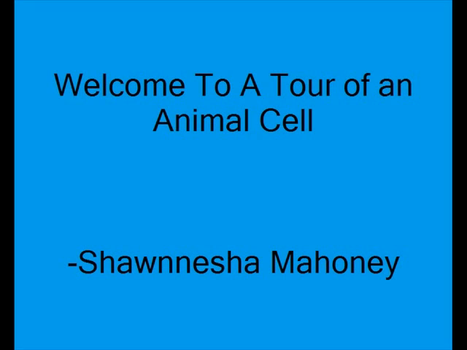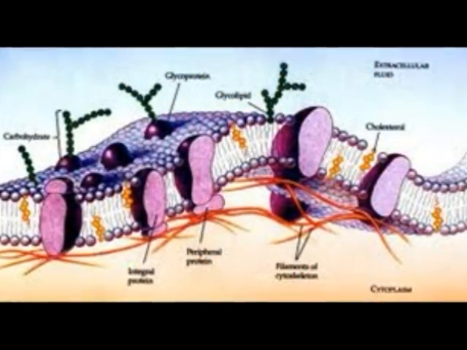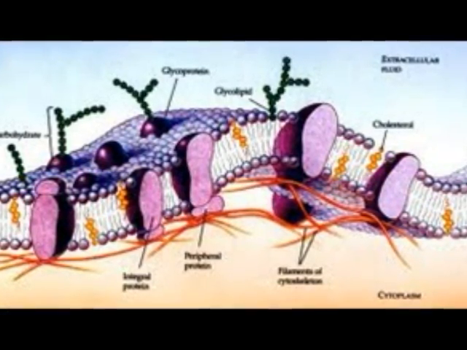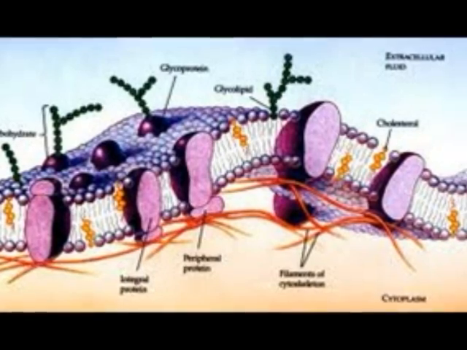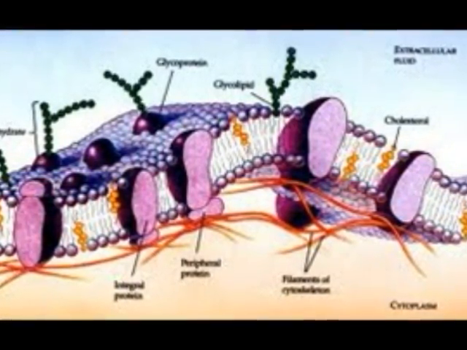In order to pass inside of an animal cell, we must pass through the cell membrane. The cell membrane is a flexible barrier between the cell and its surroundings that regulates what goes in and out of the cell. It is made of a double-layered sheet, also known as a lipid bilayer. The cell membrane also contains proteins as well as lipids.